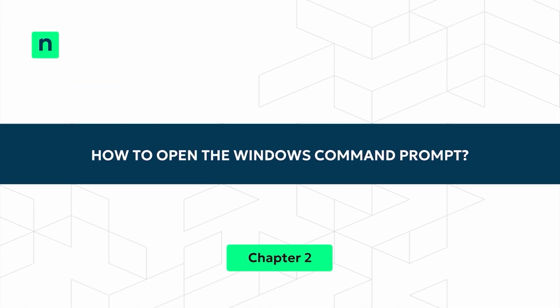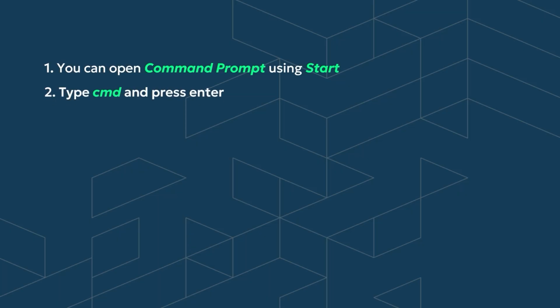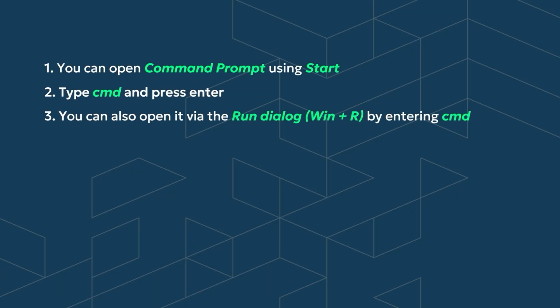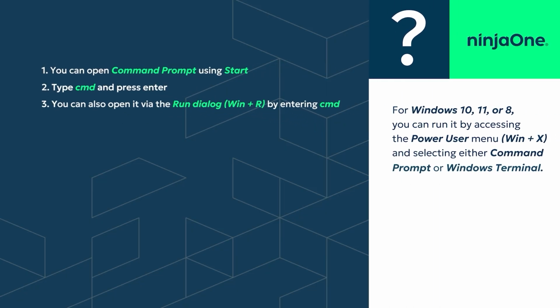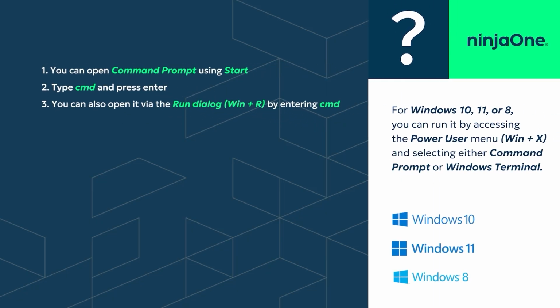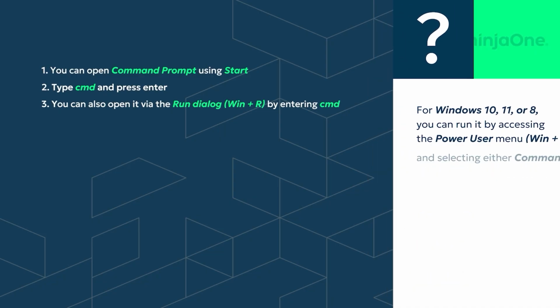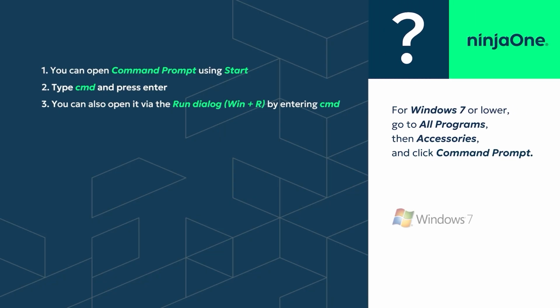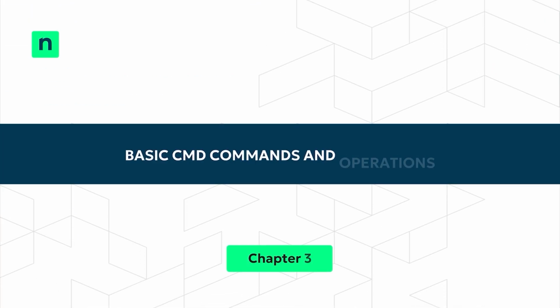How to open the Windows Command Prompt. There are many methods you can try to open the command prompt. For most Windows versions, you can open Command Prompt using Start by typing CMD and pressing Enter. You can also open it via the Run dialog, Win+R, by entering CMD. For Windows 10, 11, or 8, you can run it by accessing the Power User menu, Win+X, and selecting either Command Prompt or Windows Terminal. For Windows 7 or lower, go to All Programs, then Accessories, and click Command Prompt.